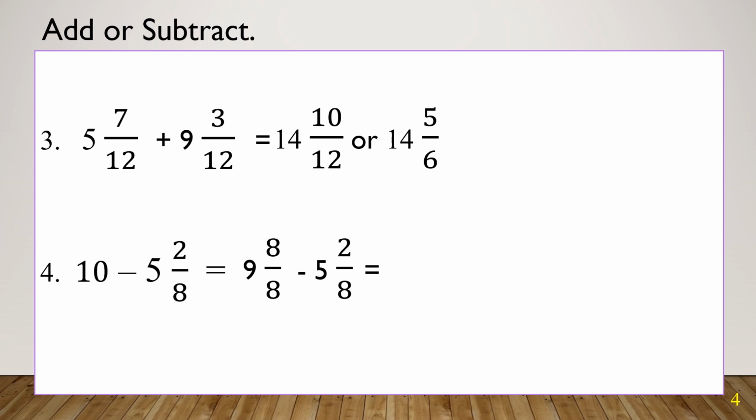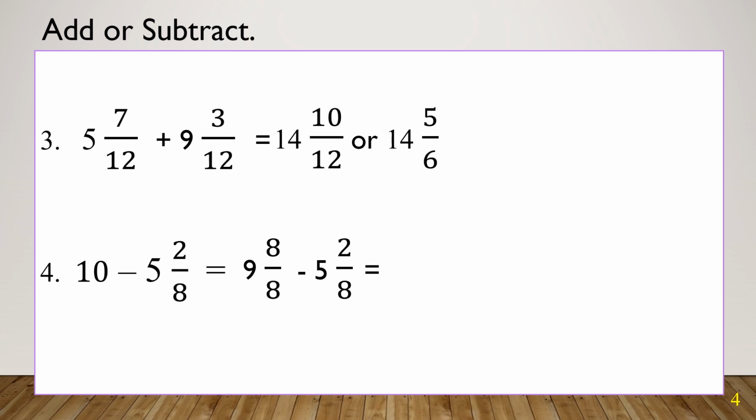So, ginawa po natin siyang fraction na kapareho ng denominator ng subtrahend, which is 8. So, di ba? Sabi ko nga kanina, kapag ang numerator and denominator ay pareho, equivalent po siya sa 1. So, di ba? 8 over 8 is equal to 1. So, kapag dinagdag natin siya sa 9, 10 pa rin siya. Hindi po nabago yung value niya. So, niregroup lang po natin siya. So, 9 and 8/8 minus 5 and 2/8.